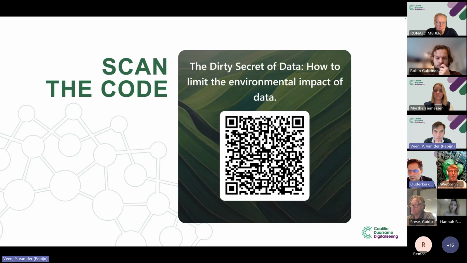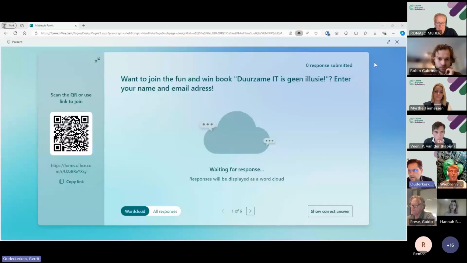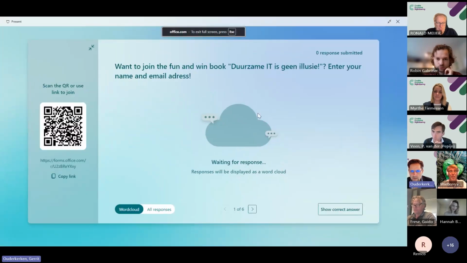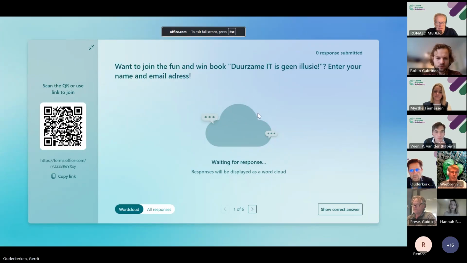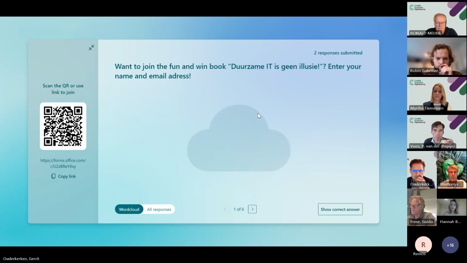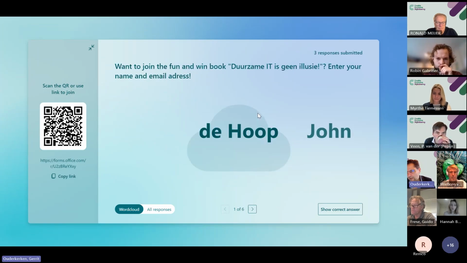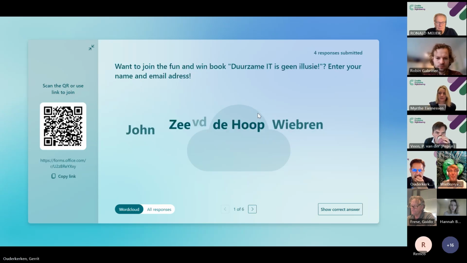So I will now take over the screen as well. Share. No, which is this one, and the QR code is also over here. So not so many people joined already. Yes, here he comes. We'll wait till more people will join.